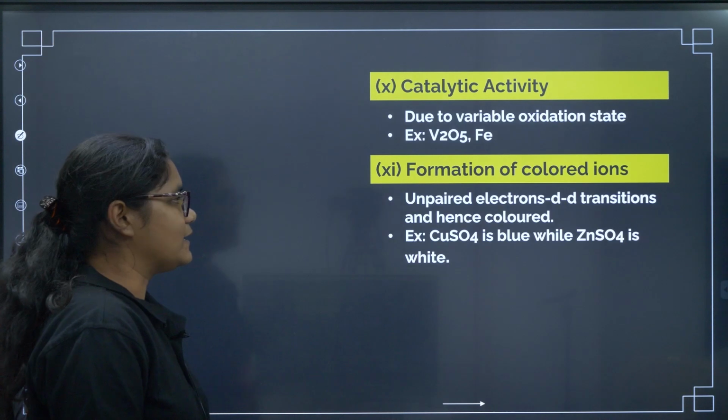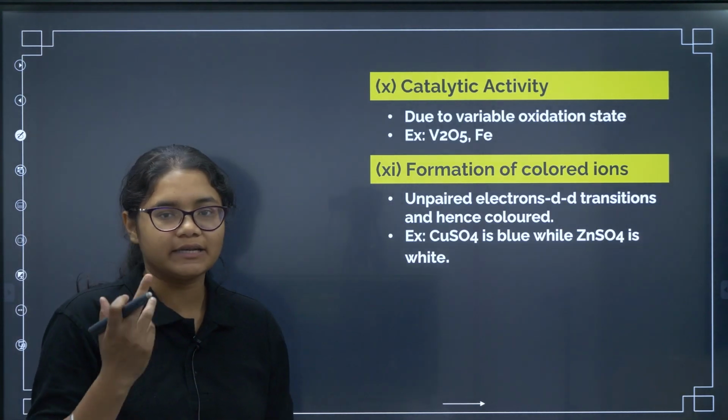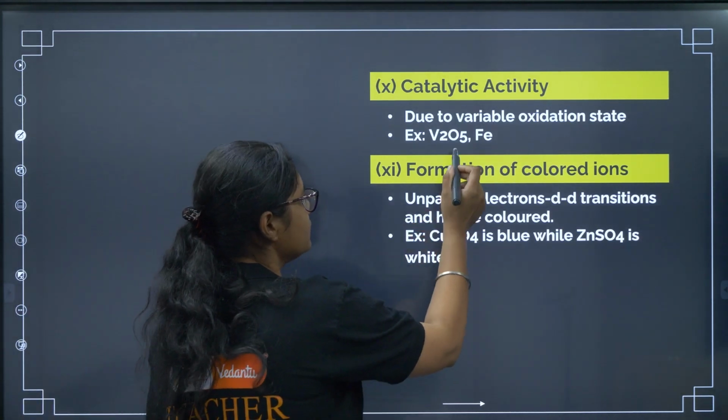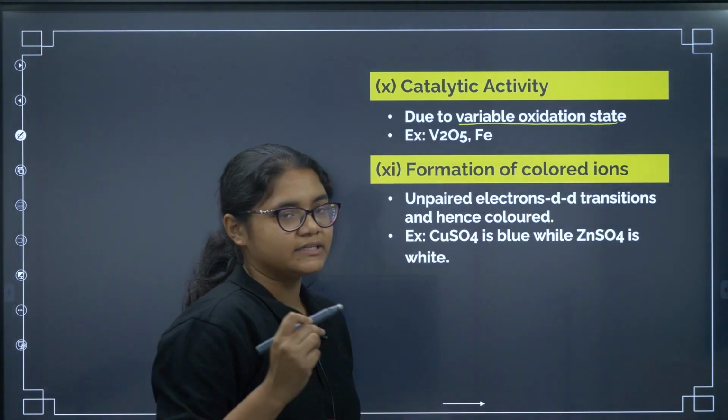Next is catalytic activity. Again, why can the transition elements show catalytic activity? That is due to their ability to show variable oxidation states.